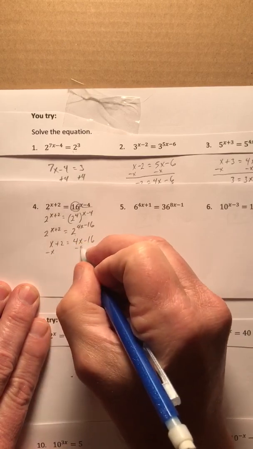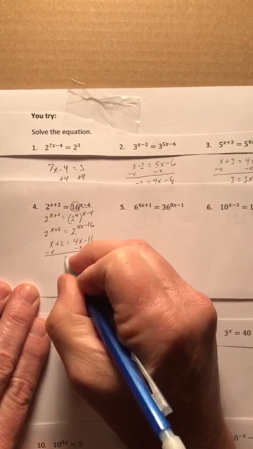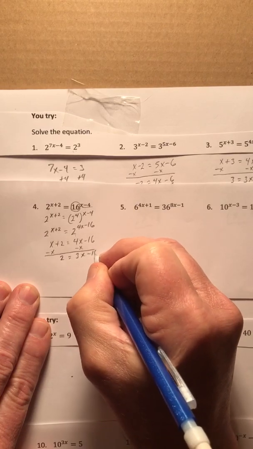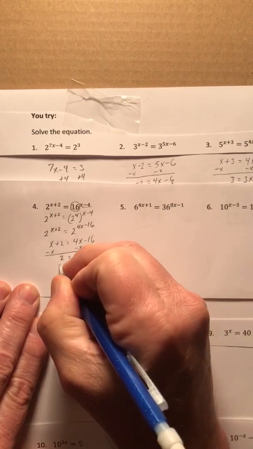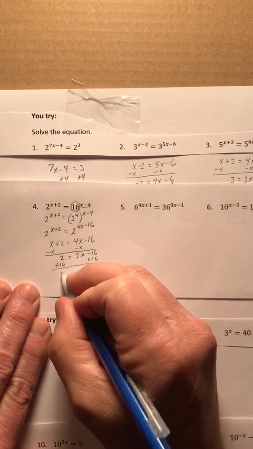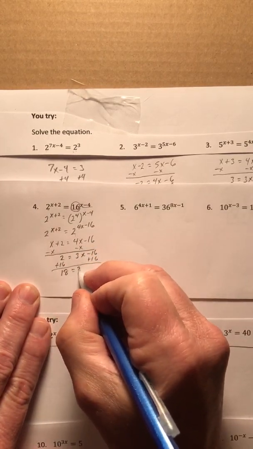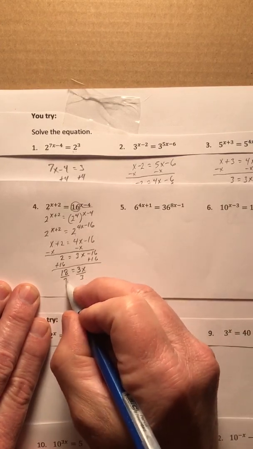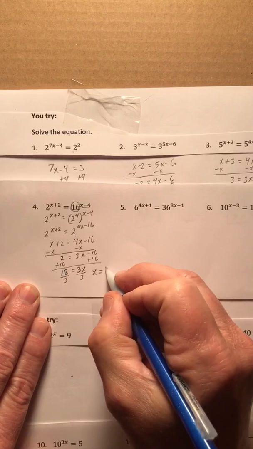Subtract x. Got 2 equals 3x minus 16. Add 16. And we get 18 equals 3x. And we divide by 3. And we get x equals 6.